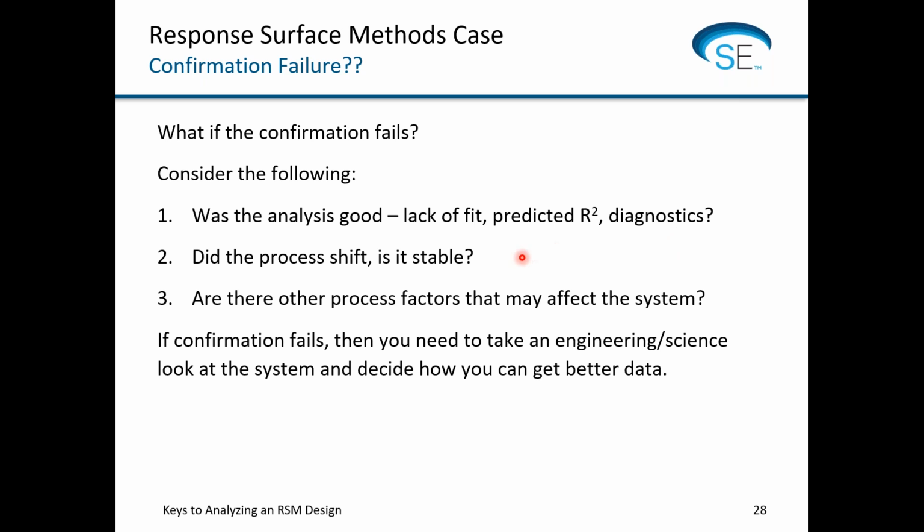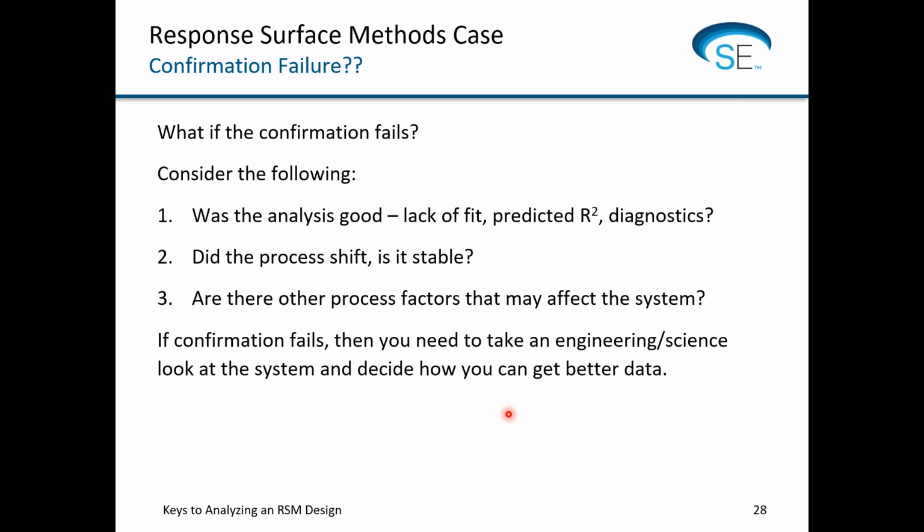Okay. Then, next thing to think of is the process. Did the process stay the same from the time you ran the experiment to when you're doing the confirmation runs? Or did it shift? So do you have a stable process, or does it float a bit? Another thing to consider, are there other process factors that you did not include in the experiment that might be affecting the system? They might be causing variation, they might be causing shifts, just making the system different than what you expected it to be.